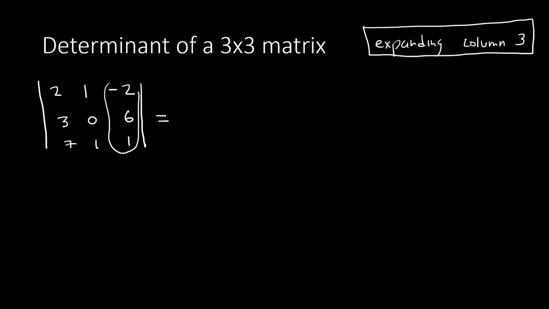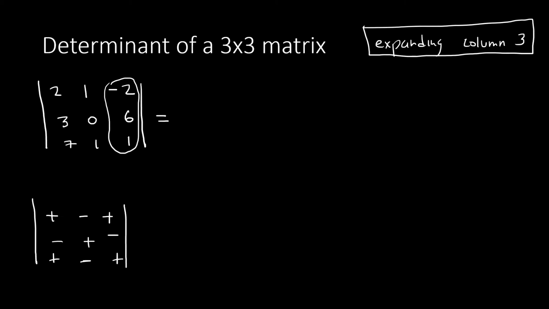So don't forget our signs. We said we have positive, negative, positive, negative, positive. It's easy to remember. The signs alternate. If one was positive, the next one should be negative. So our 2 there will be multiplied by positive, so it will remain 2. Our 6 will be multiplied by negative, so it will be negative 6. Our 1 will be multiplied by positive there.